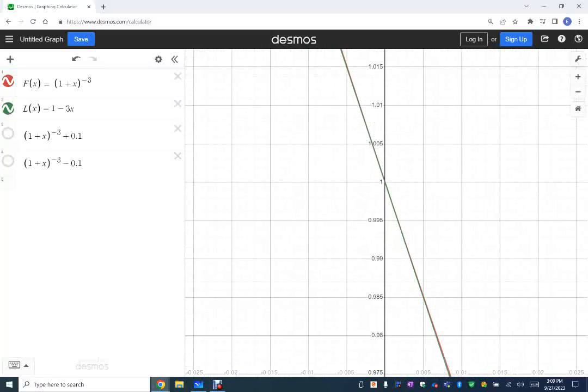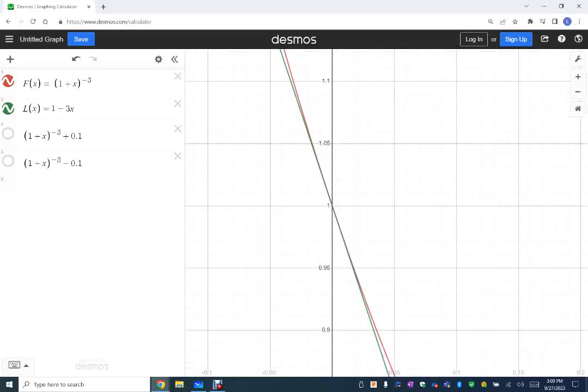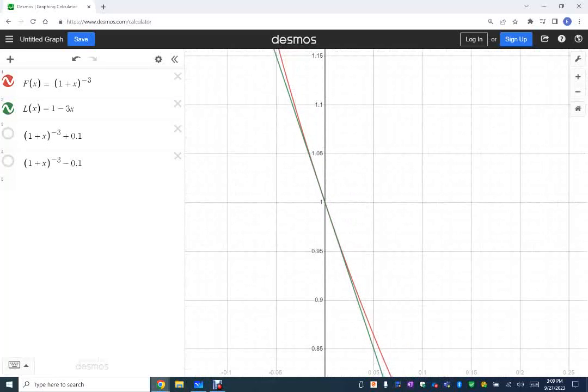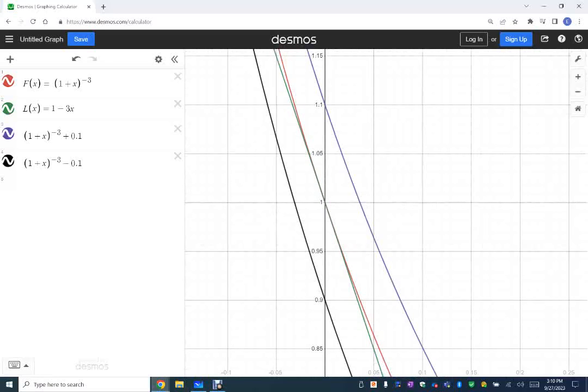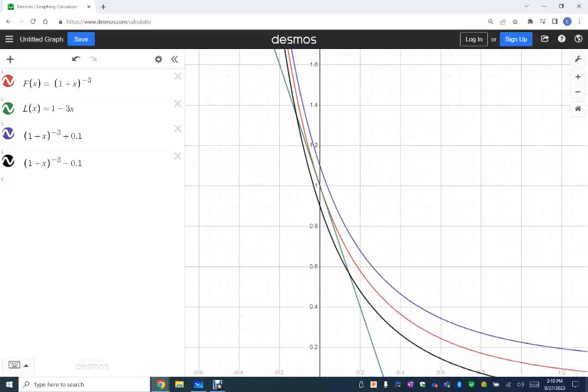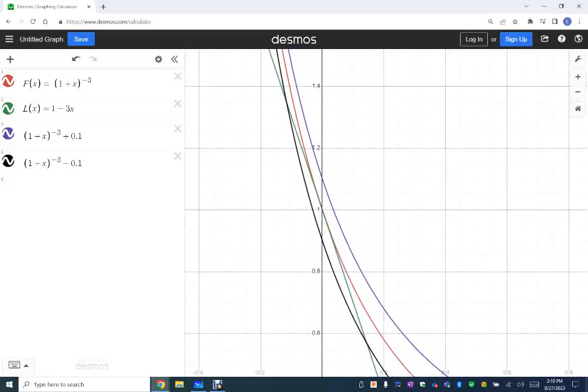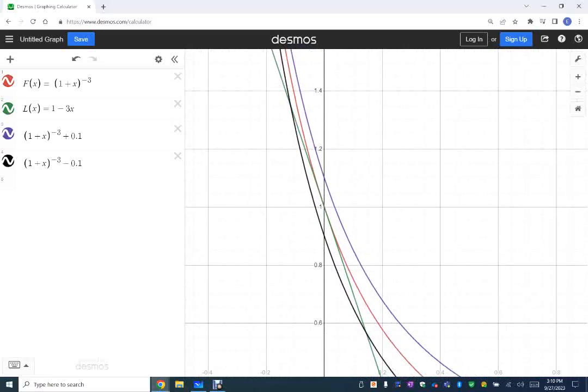Now I want to stay within 0.1, so I took f of x, and I'm going to graph these, and I actually don't have to write the whole graph. Desmos is pretty nice. Let me just zoom out a little bit here. So this is adding 0.1 to f of x. This is subtracting 0.1. Let me zoom out some more. And as long as my green tangent line stays within these boundaries, I'm good to go.